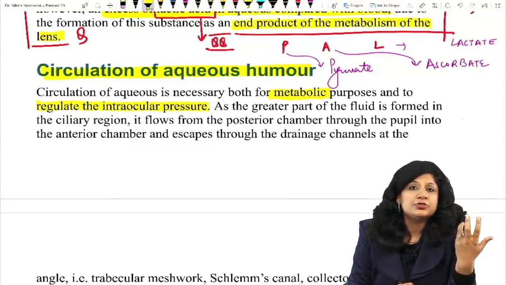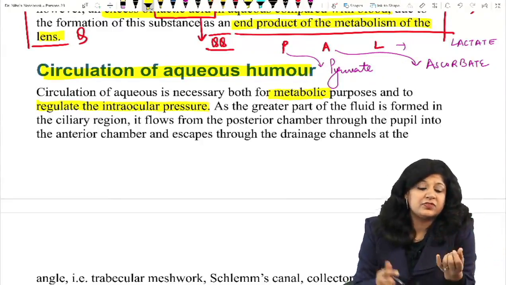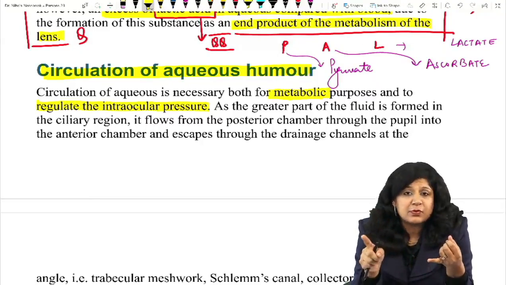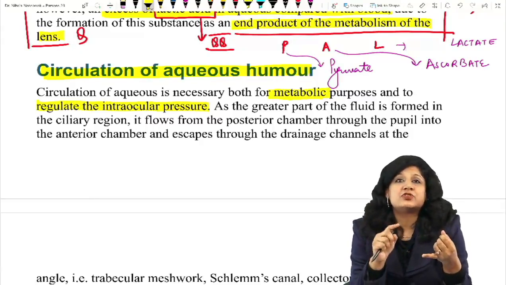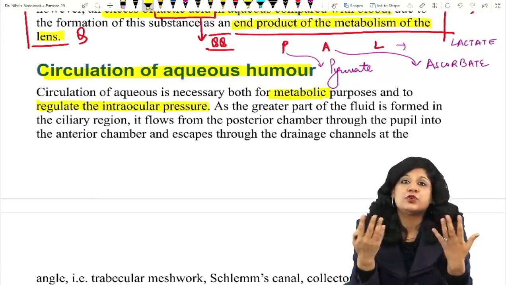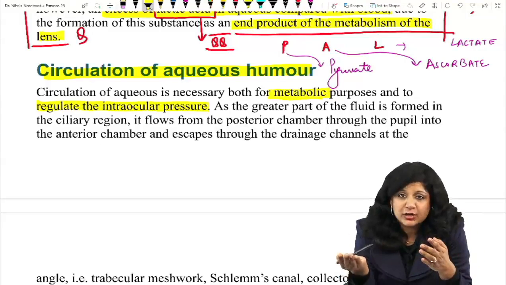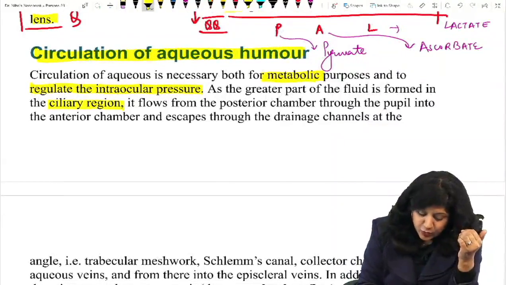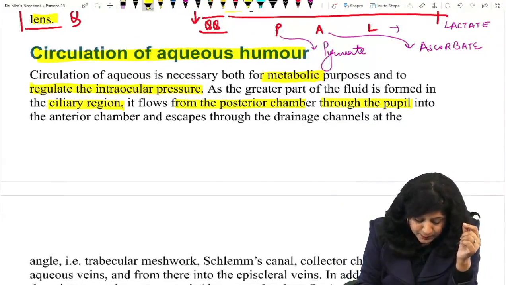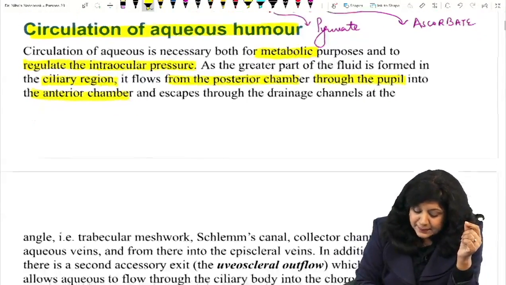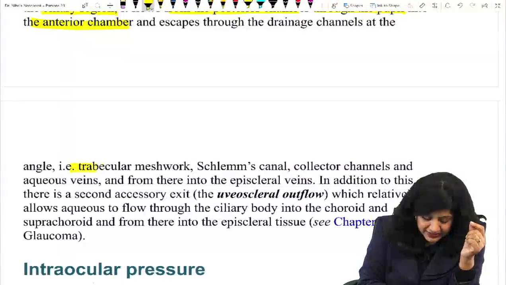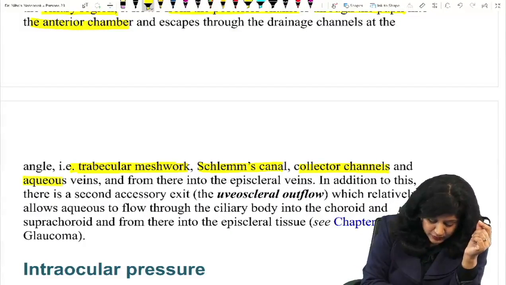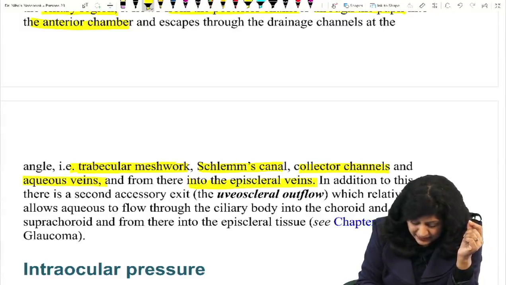Now, because aqueous humor is the main constituent responsible for giving nutrition, and some of those nutritive materials are required for metabolism, it is important for metabolic purposes, and secondly, it is helpful for maintaining the intraocular pressure. Now, as the greater part of the fluid is formed in the ciliary region, it flows from the posterior chamber through the pupil into the anterior chamber and escapes through the drainage channels at the angle: the trabecular meshwork, Schlemm's canal, collector channels, aqueous veins, and going into the episcleral veins.